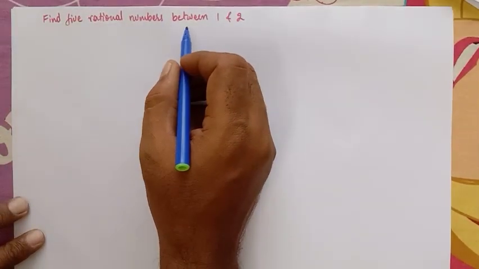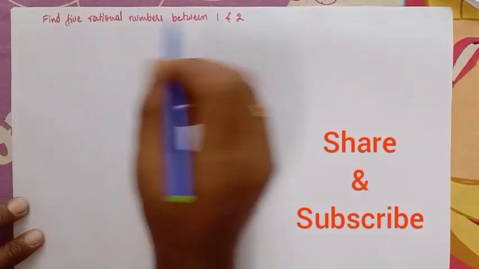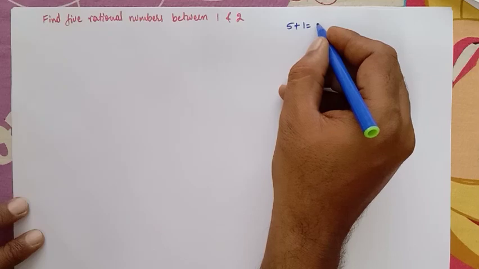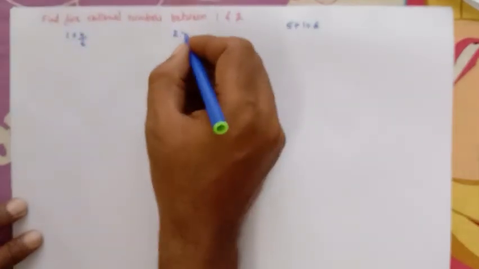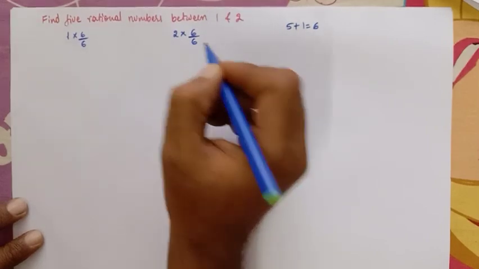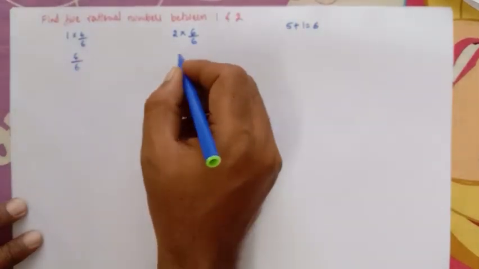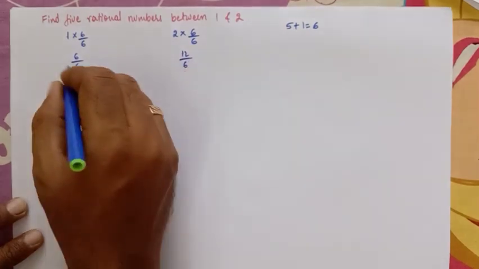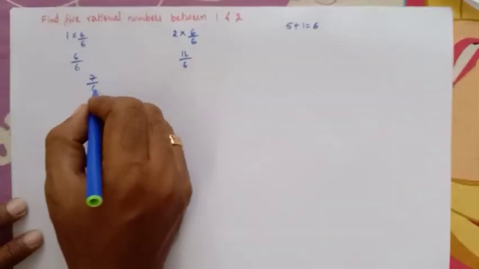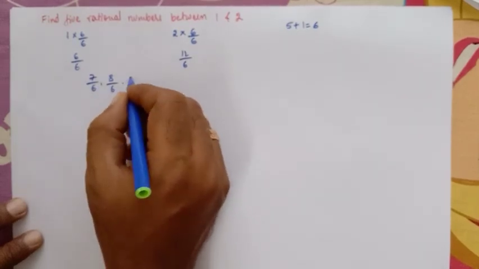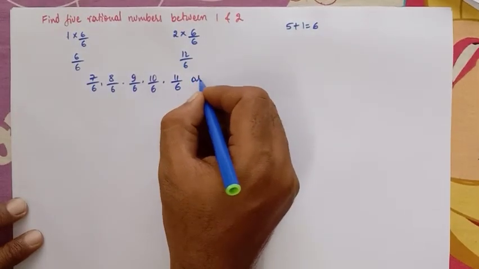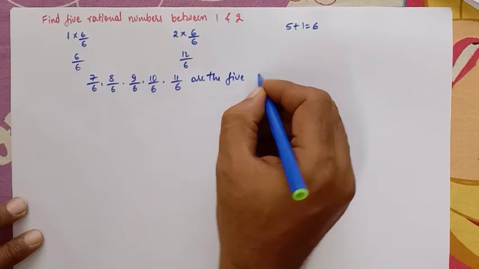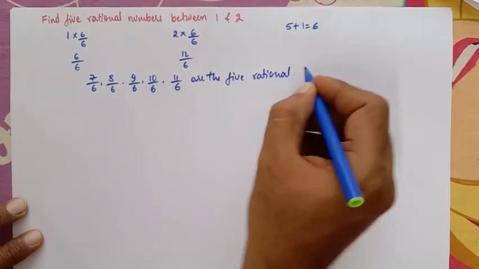Find 5 rational numbers between 1 and 2. So we need 5, so we will add 1 for that one. That is 5 plus 1 is 6. So let me multiply 1 and 2 by 6 and divide by 6. 6 ones are 6 by 6, whereas 6 twos are 12 by 6. So the numbers next to this one are 7 by 6, 8 by 6, 9 by 6, 10 by 6, 11 by 6 are the 5 rational numbers.